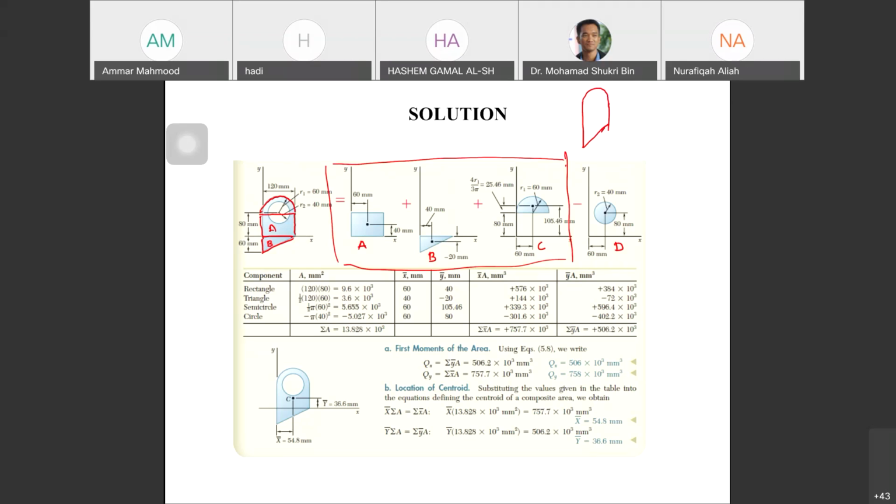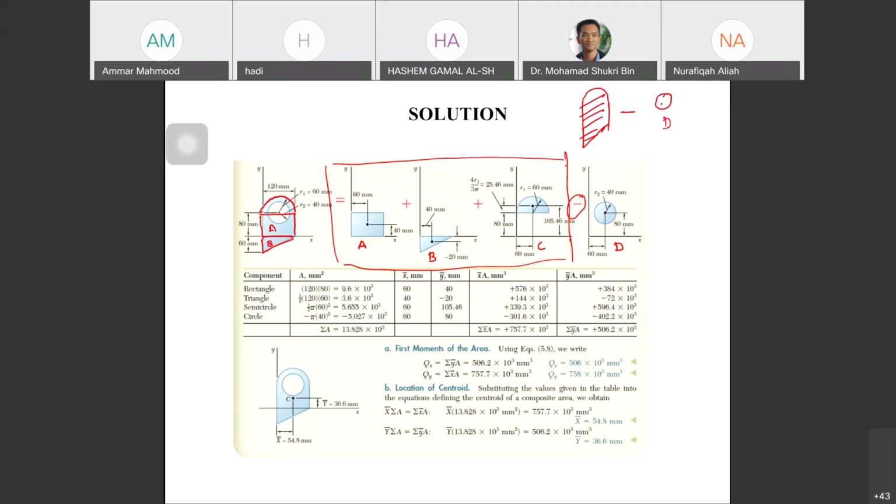Up to ABC, but you need to minus the circle. That's why there is a minus circle here. D. So you have A plus B plus C minus D.